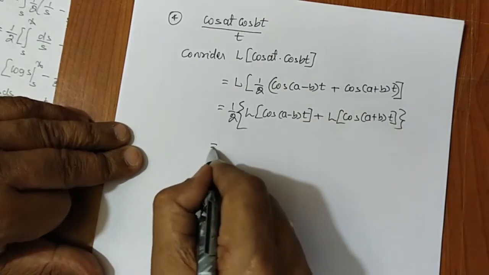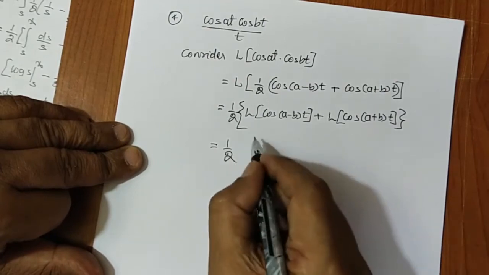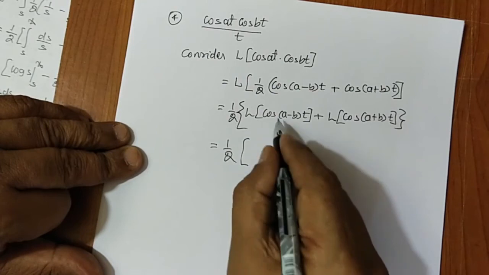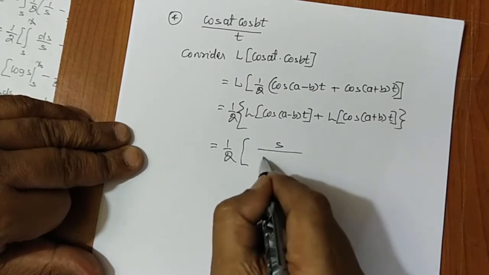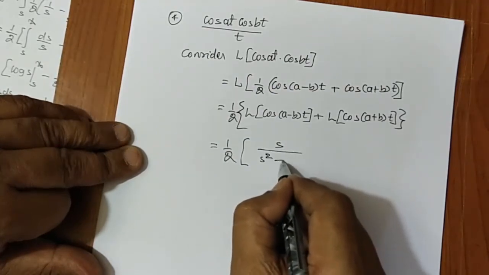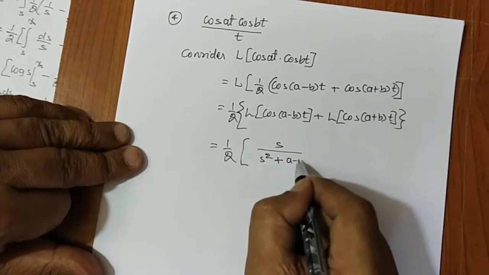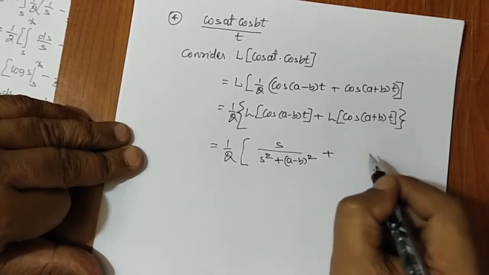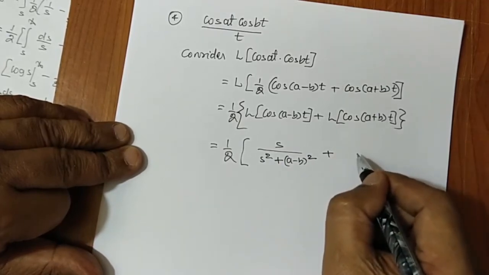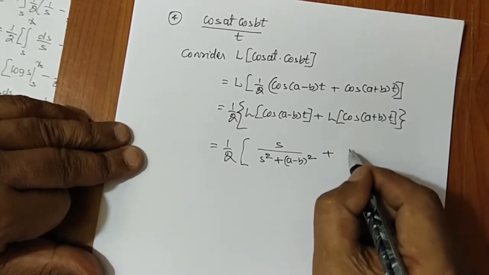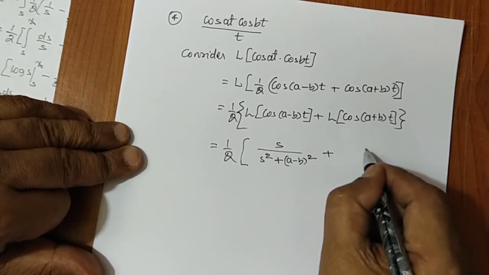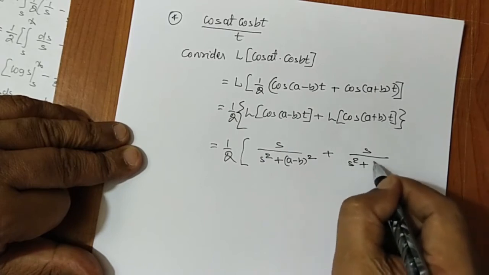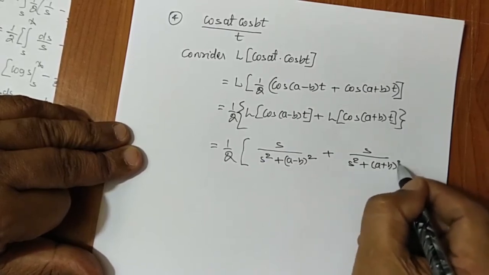Now this will be equal to what? Half of, right? What is L of cos at? It is half of s over s squared plus (a minus b) whole squared, plus s over s squared plus (a plus b) whole squared.